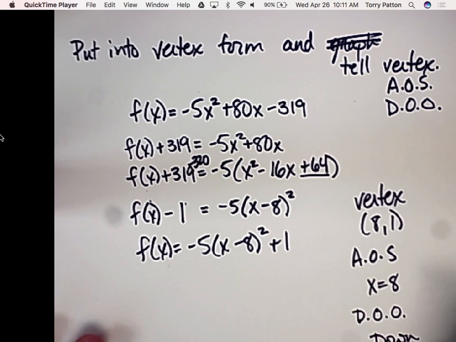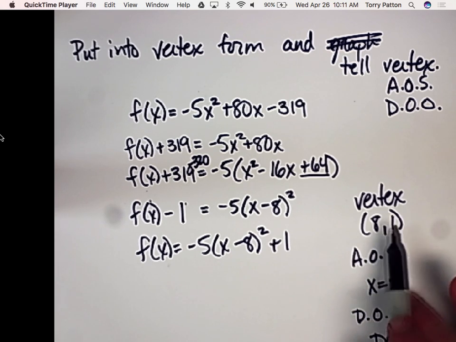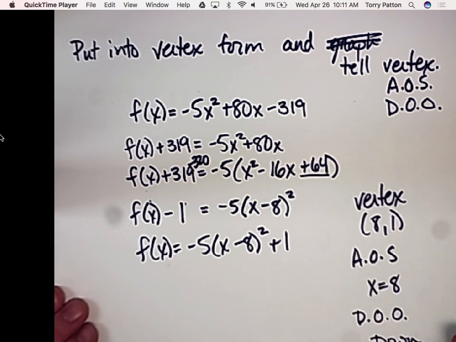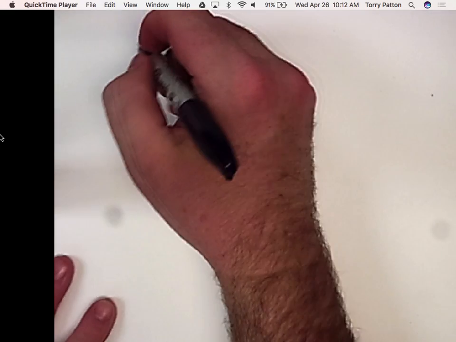Okay. So what I would do, if you were going to graph this, since you know 8, 1 is the vertex, I would do a T-chart for 9 and 10 and get those 2 points reflected on the axis of symmetry. Okay? Well, let me show you another way to do this. Exact same problem.